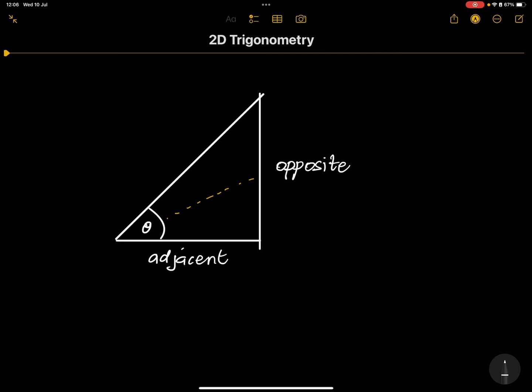So you've got the adjacent side as well as what we call the hypotenuse. So this is the hypotenuse. I always get the spelling wrong, actually, the hypotenuse. So this is the hypotenuse side. The hypotenuse is usually the longest side in your 90-degree triangle. So these are the three sides that you'd have in a right-angled triangle.